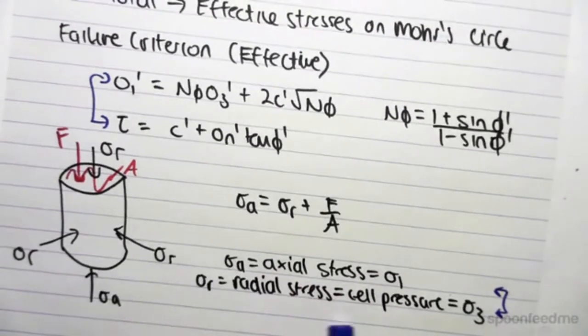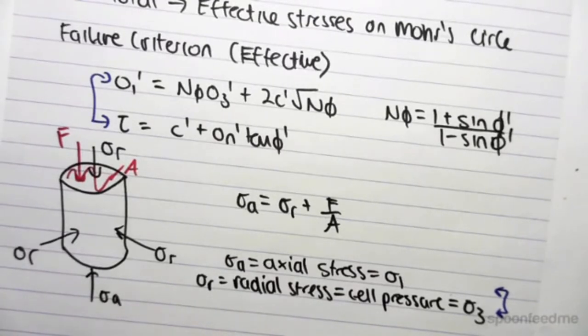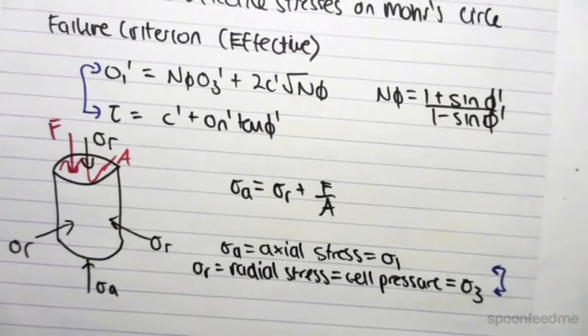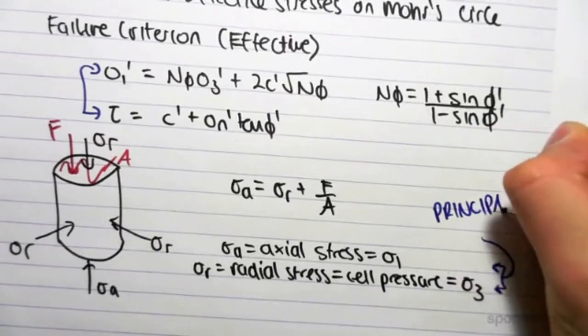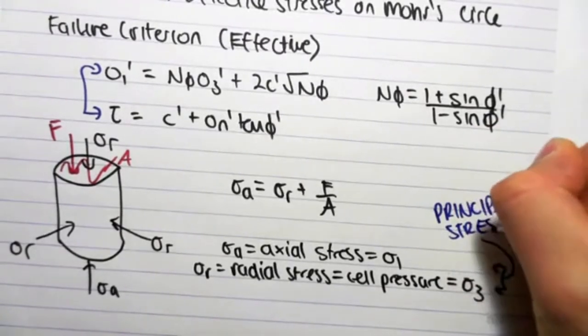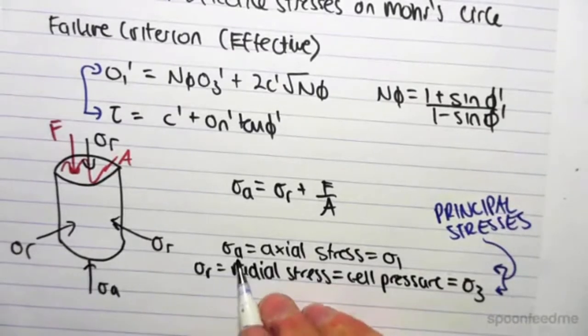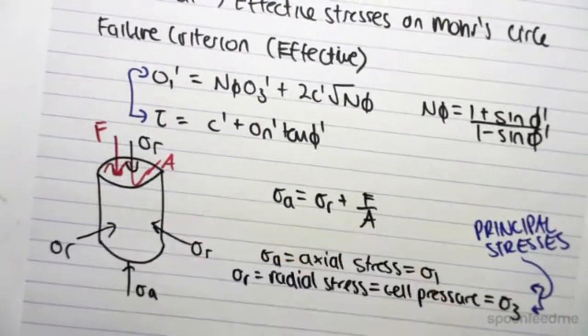Just to clarify, the cell pressure, the water, it's not the water in the soil, it's water that we're putting outside the soil sample, and we're putting that under pressure to create pressure on our sample. So here are our two principal stresses, and we can better visualize them now as our axial stress and our radial stresses.